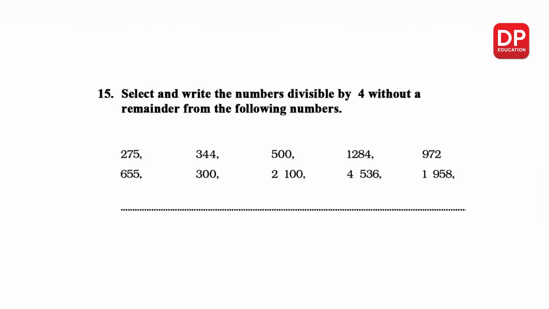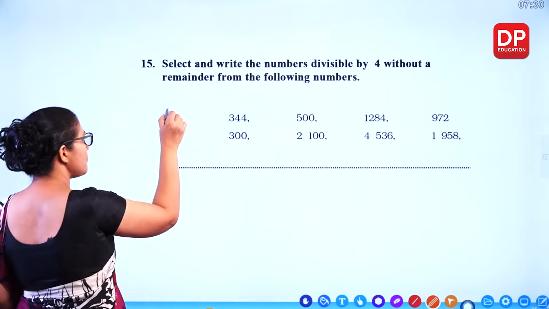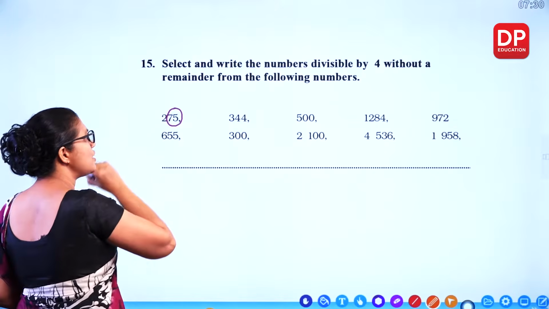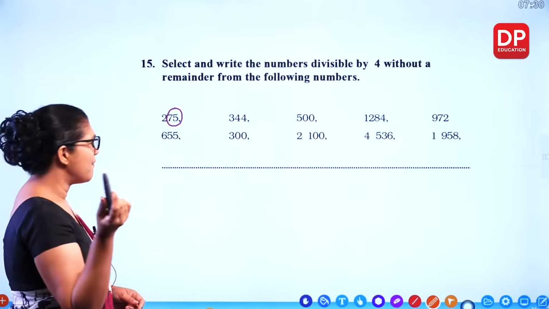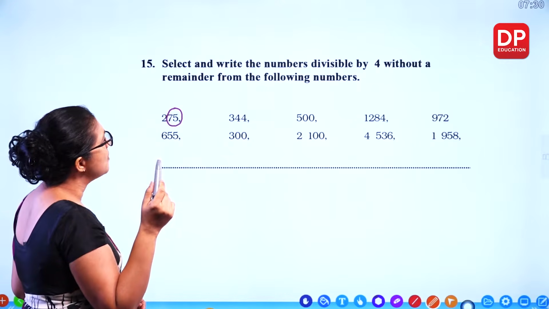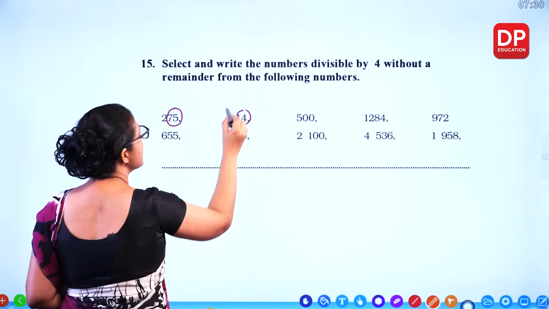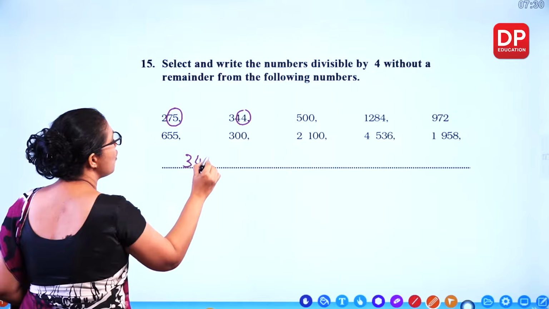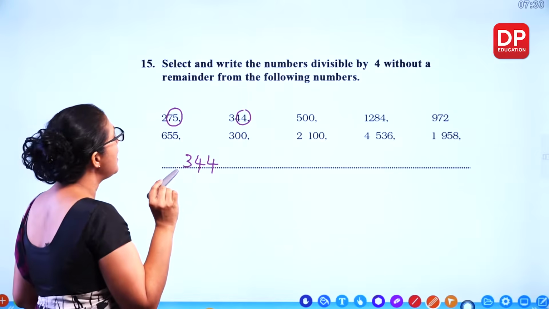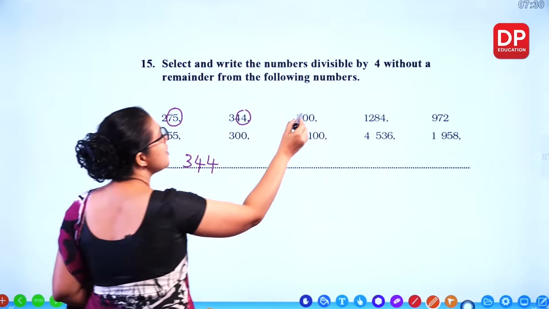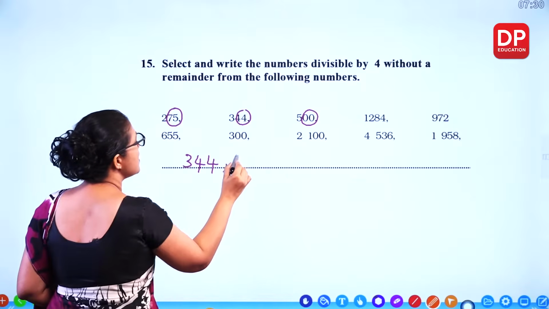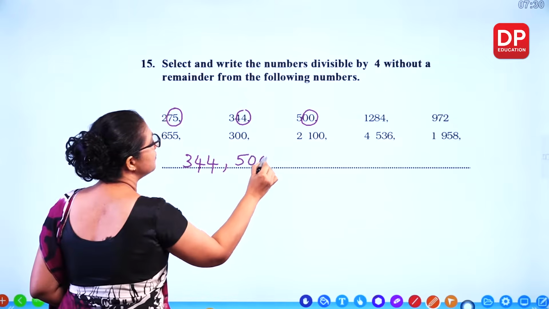Select and write the numbers divisible by 4 without a remainder from the following numbers. So what do we do? We take the last 2 digits. 75 not divisible by 4. 44, yes. So 344 is divisible by 4. Here 0, 0. If it's 0, 0 also it's divisible.